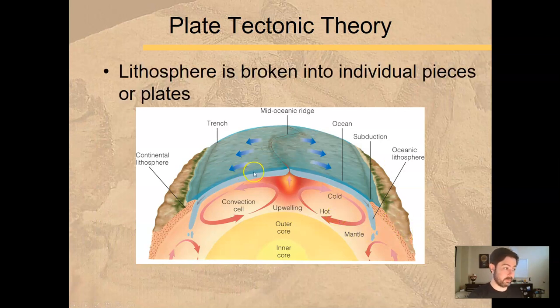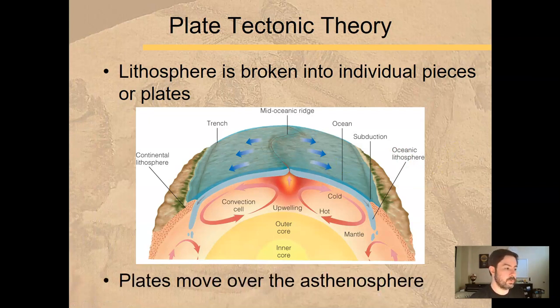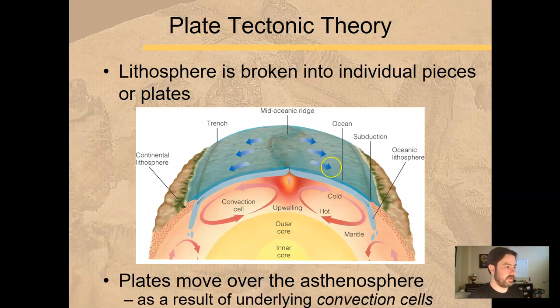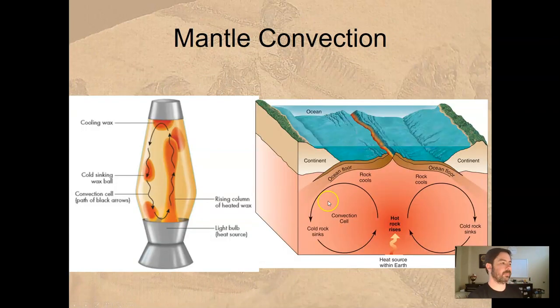So the lithosphere, the solid part of the Earth, the crust and the solid upper mantle, is broken up into individual pieces or plates, called tectonic plates. Plates move over the asthenosphere, that's that kind of plasticky layer of the upper mantle. And all of that is driven by convection cells. It's driven by mantle convection.